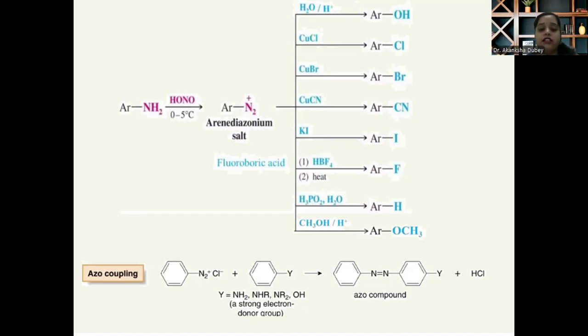Therefore, we again have a different reaction called azocoupling reactions, where a strong electron donor group and two rings get attached in between with a nitrogen attached with two rings on the other side. This sort of reaction is termed as azocoupling, where two rings come together, forming a nitrogen bond in between, and the compound is termed as azo compound.